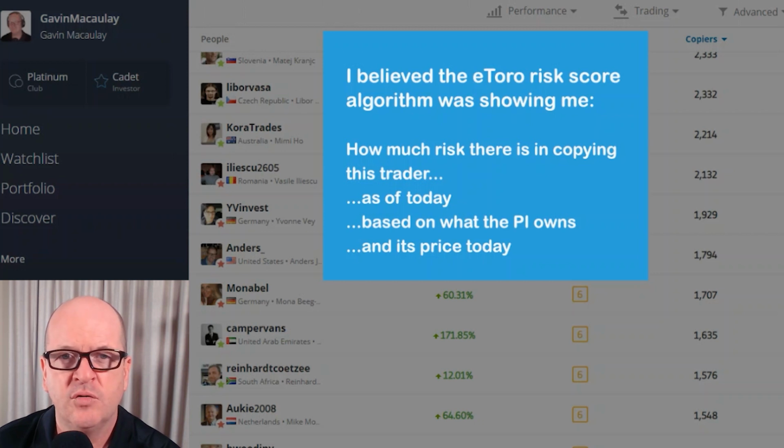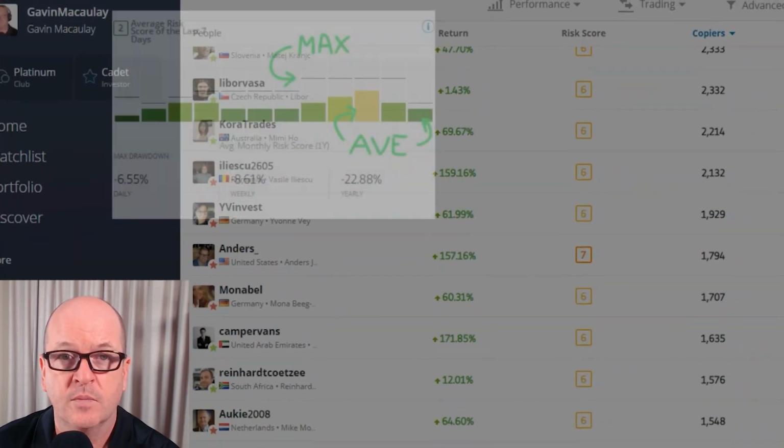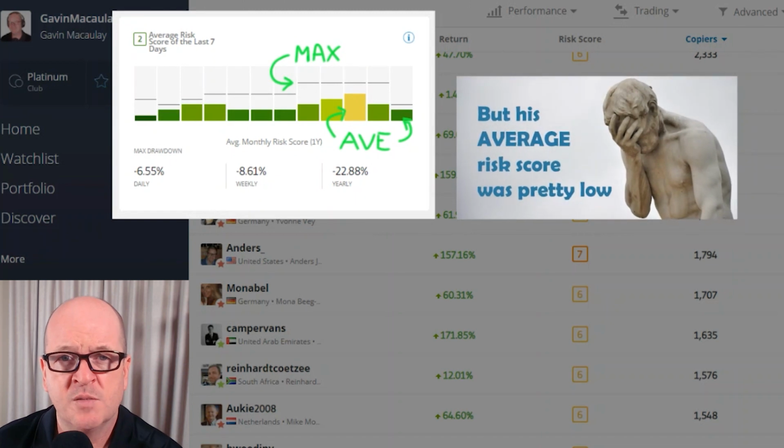It doesn't really do any of that. Learned voices caution that it is better to view the eToro risk score as a starting point for assessing risk, not the end point. Firstly, look at how it's presented. Each coloured bar represents the average monthly risk score. The thin horizontal lines indicate the maximum monthly risk score.